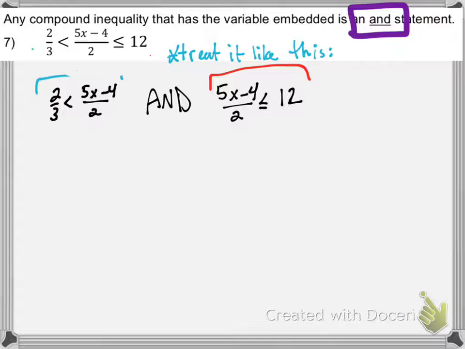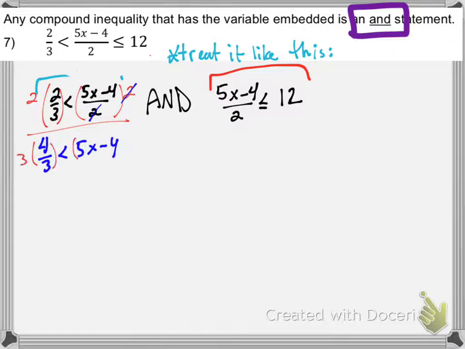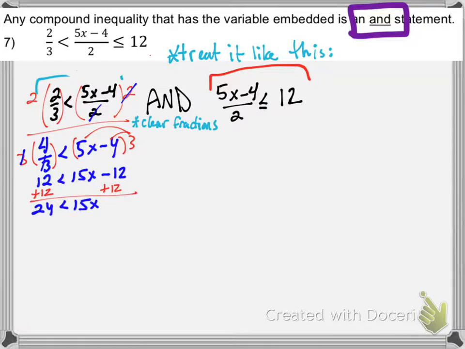All right, so here I multiply both sides by 2 to get rid of that 2 on the bottom, clear that fraction, then distribute the 3 in. Just because I'm so scared of fractions, I got to do that. And then I'm going to add the 12 over, divide by 15. I'm also going to simplify that as I do it, and I get x greater than 8/5.